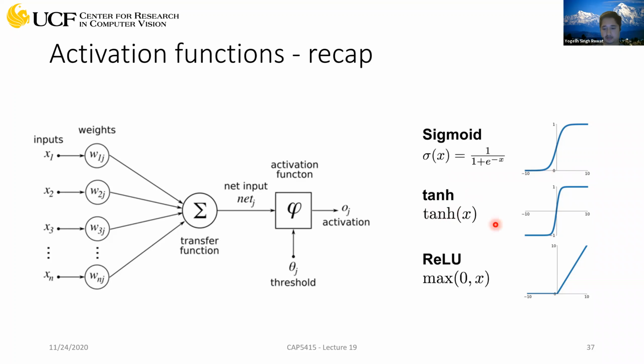Similarly, for tanh, the values will be between -1 and +1. All right, so just keep that in mind. And for ReLU, all the negative values will be trimmed, removed, and you will just keep the positive values. So you're not changing your activation at all if it's a positive number.